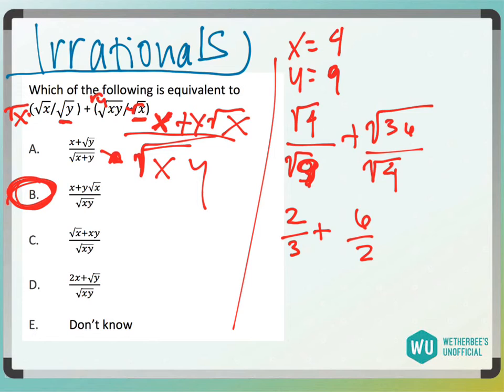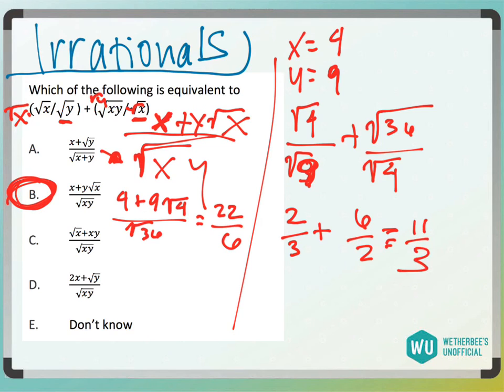Which would give me x, which would be 4, plus y root x, which would be 9 root 4 divided by root 36. Which would give me 4 plus 18 over 6, so 22 over 6. And if you put 2/3 plus 6/2 into a calculator, it is going to tell you that it is 11 over 3, and 22 over 6 is the same thing as 11 over 3. These two match up.